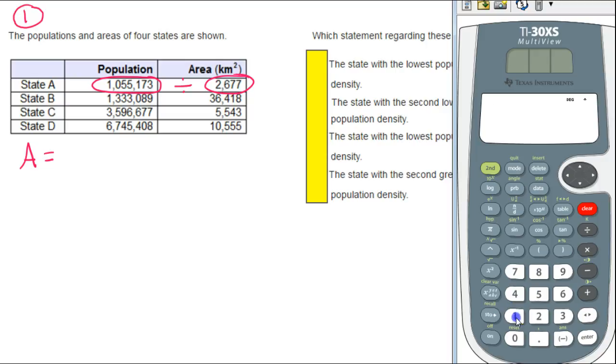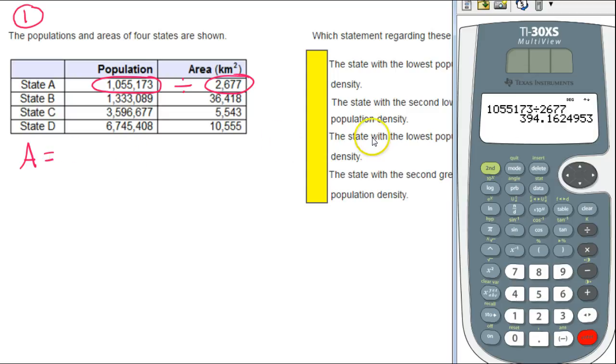Okay, so I'm talking about $1 million. Y'all probably have no idea what I'm talking about. And then 173. Ask your parents. Anyway, divided by 2,677.